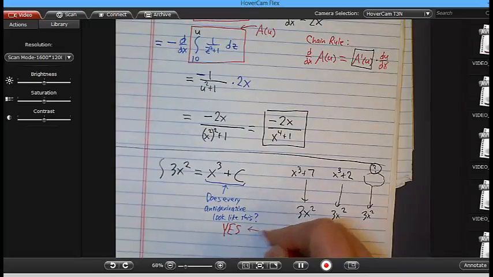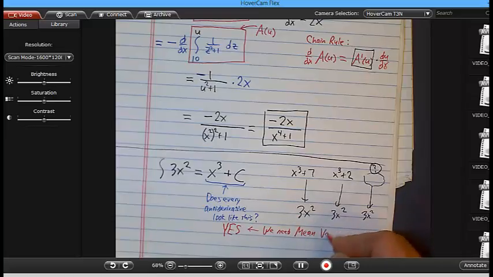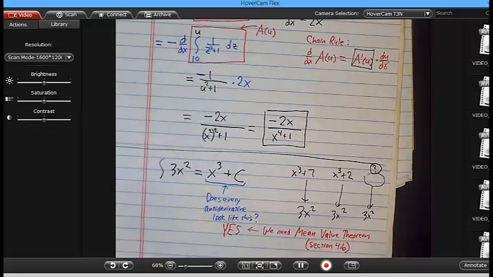But we need the mean value theorem. And the mean value theorem we skipped. That's in chapter 4. Where'd we go? 4.6 was the first section we skipped, right? Yeah. I skipped it for now. I thought, no, we got to get into antiderivatives first. So just so you understand, yes, every antiderivative looks like this. But we need the mean value theorem for it. Okay?